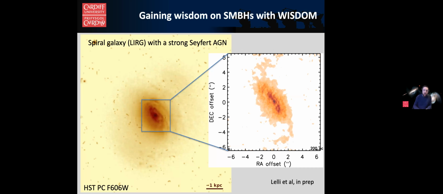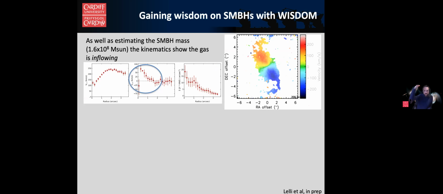So we can look at exactly what's fueling the black holes in these galaxies. For instance, this here is a spiral galaxy core. It's actually a luminous infrared galaxy, so it's very highly star forming, and it's got a strong Seyfert AGN in the center. Our observations resolve the molecular gas in its center very, very nicely indeed, you can see on the right-hand side here. When we look at the kinematics, we find that we can estimate the black hole mass very nicely. It's about a 10 to the 8 solar mass black hole in this case.